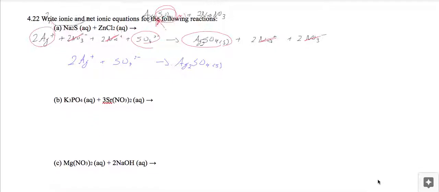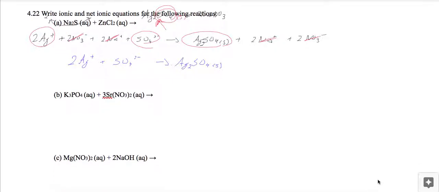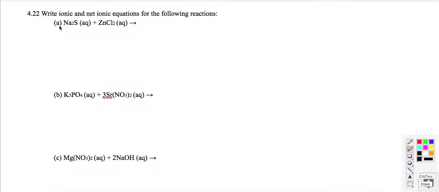Let's try A down here. All right, sodium sulfide and zinc chloride. We're going to end up with sodium chloride and zinc sulfide. We can balance this thing just like that. Go through and identify our solid. It's going to be the zinc sulfide.